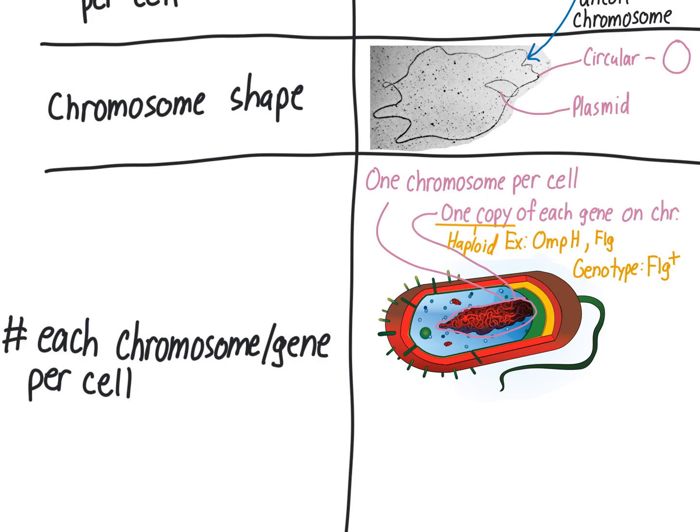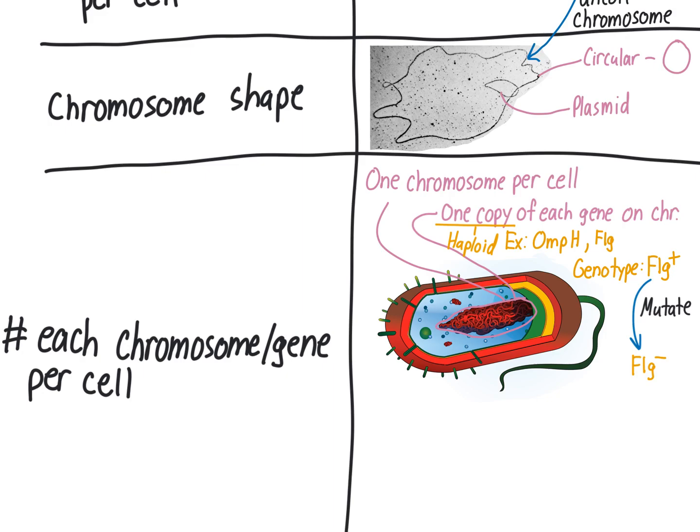This is one reason it's easier to study gene function in prokaryotes. You only have to mutate one copy of the gene to carry out mutant analysis. This has been done for many genes in the model organism E. coli, so that we know the function of many genes in this bacterium.